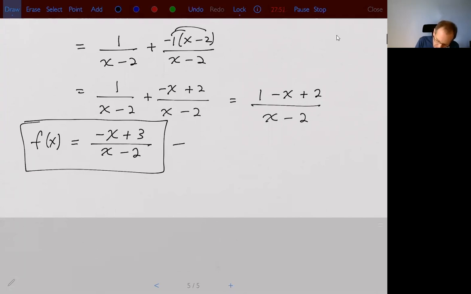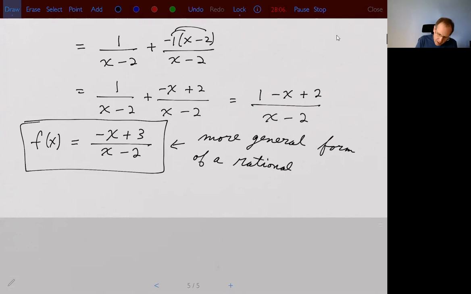So let me write that here. I'll say it's a more general form of a rational function. Typically, a rational function you think of as a polynomial in the numerator divided by a polynomial in the denominator. And that's the form we have there. We have a polynomial, which happens to be just a linear function, in the numerator and a linear function in the denominator, but linear functions are polynomials. Okay, so let me explain this more generally.